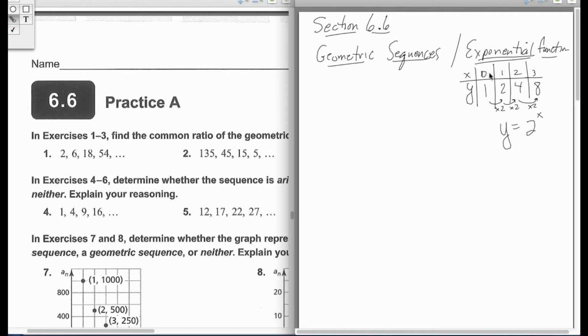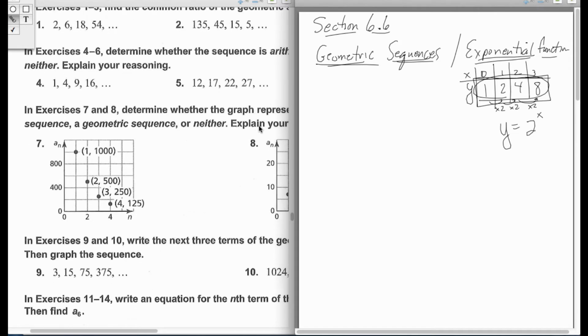So we've been doing this all along, and now all you're going to be given is just the sequence of, you could say, y values here. And you're going to notice that there is a common ratio, meaning a common number that you're multiplying by in order to get the next value in that sequence, in that list. Okay?